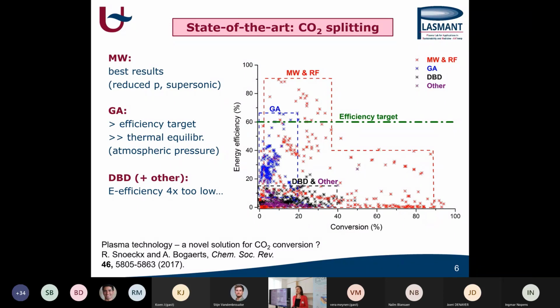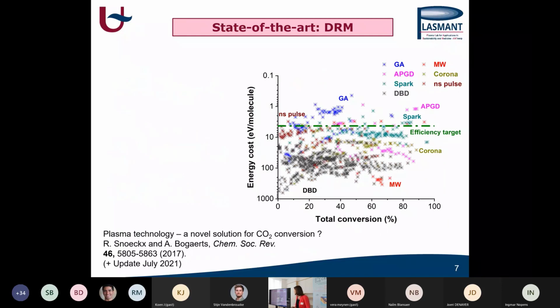Now, this is the picture for pure CO2 conversion. We made a similar overview, but it's more busy, for dry reforming of methane. Here it's actually the same picture for DBD and also corona discharges, the famous corona.